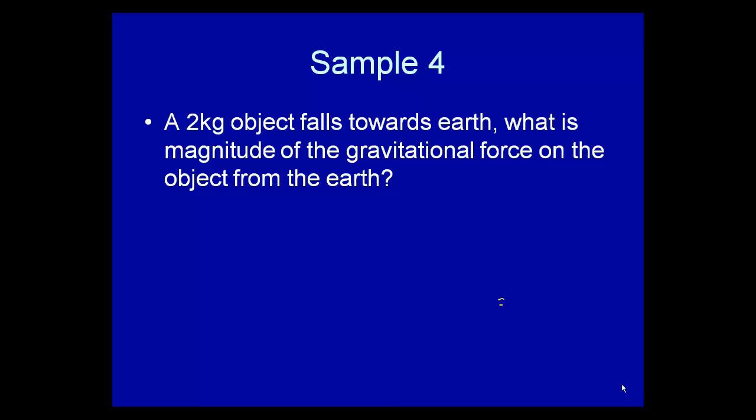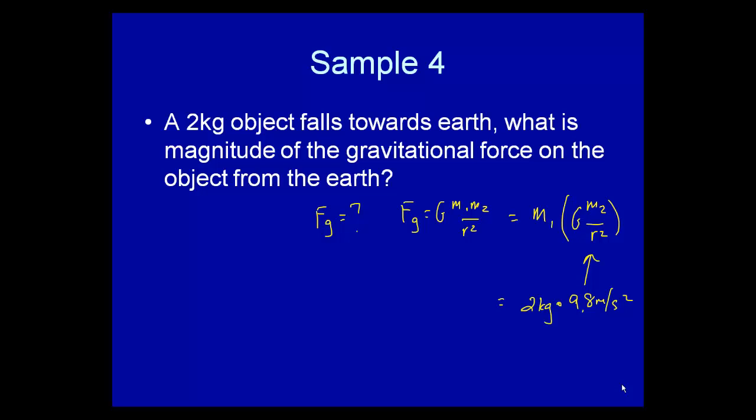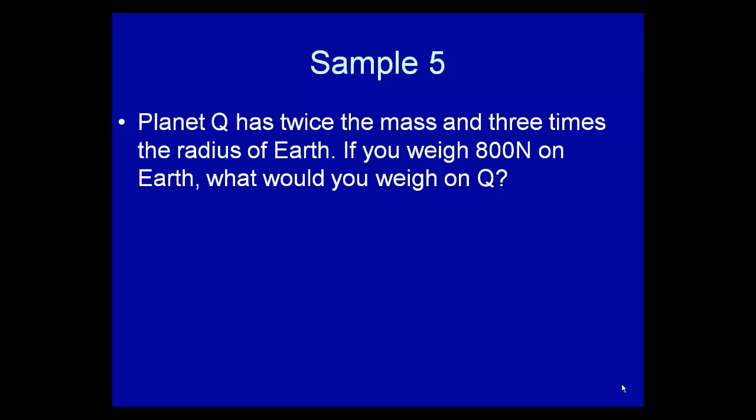Now, a 2 kilogram object falls towards the Earth. What is the magnitude of the gravitational force of the object from the Earth? Fg is equal to question mark. Well, we know that Fg is equal to g m1 m2 over r squared, but in this case m2 is the Earth's mass, r squared is the radius of the Earth squared. So I'm going to factor that out. Well, I know that g m2 over r squared for Earth is 9.8 newtons per kilogram, meters per second squared. So then when I multiply that times 2 kilograms, I get 19.6 newtons. Same way you would have done this problem earlier. So it doesn't change just because you have this law.